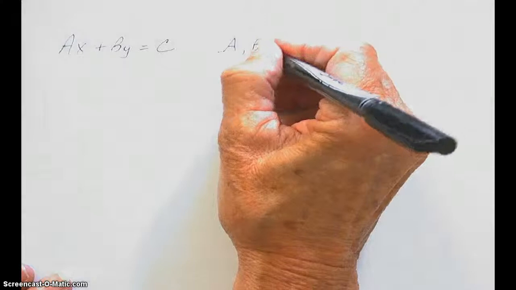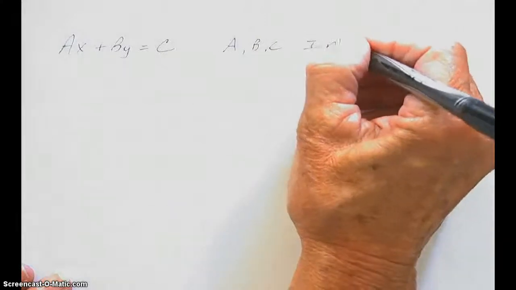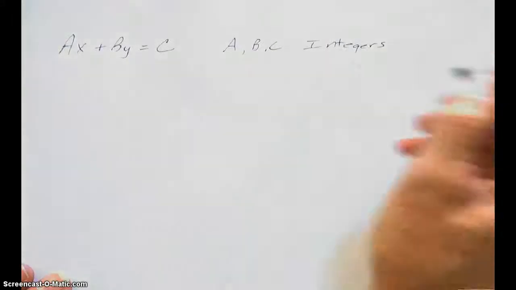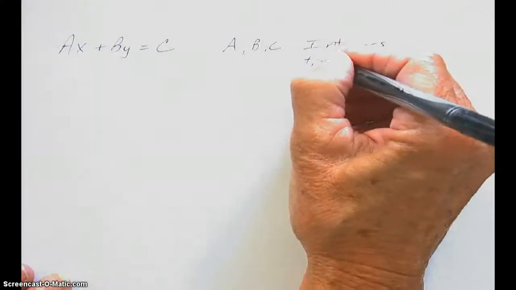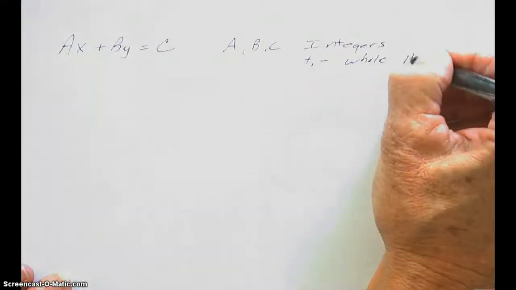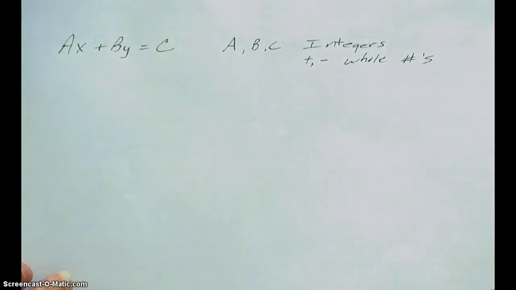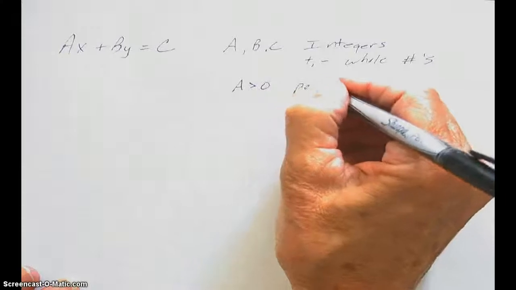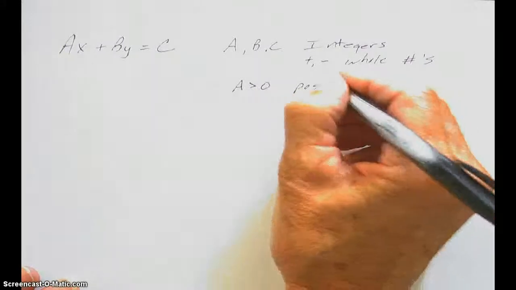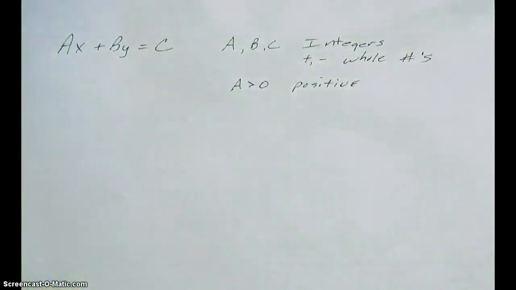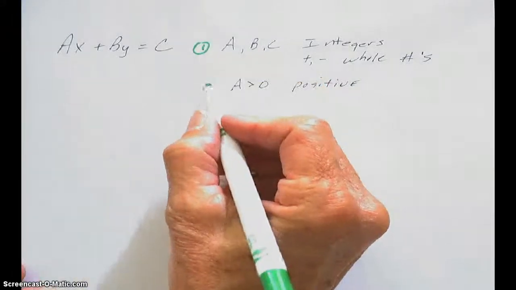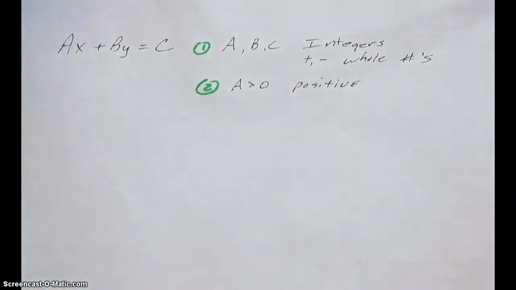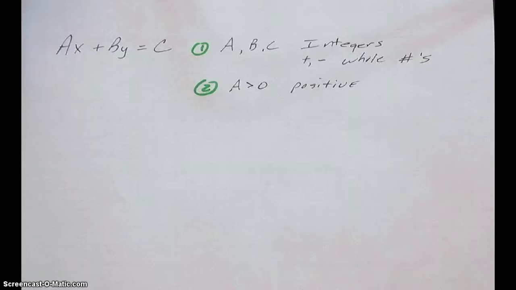A, B, and C must be integers. What are integers? Positive or negative whole numbers. And then there's a special rule that A has to be positive. So when we're doing these standard forms, keep these two rules in mind, and if they don't apply, then you're not really in standard form. Okay, so let's go back and look at problem number 1.